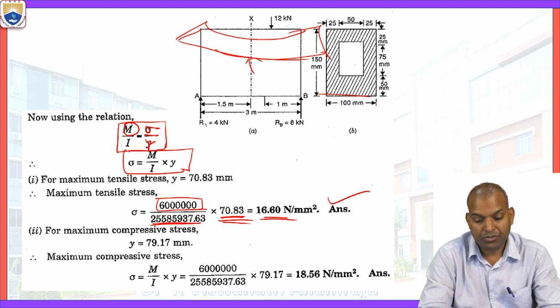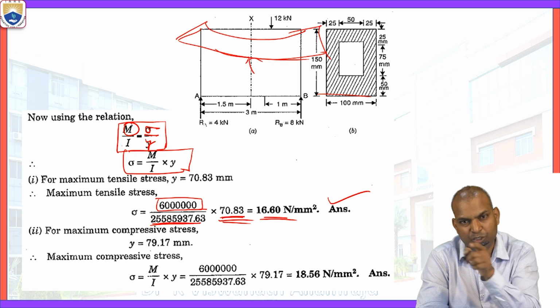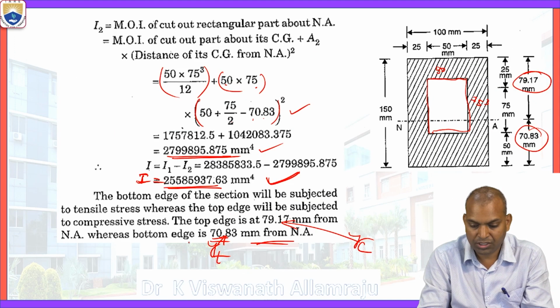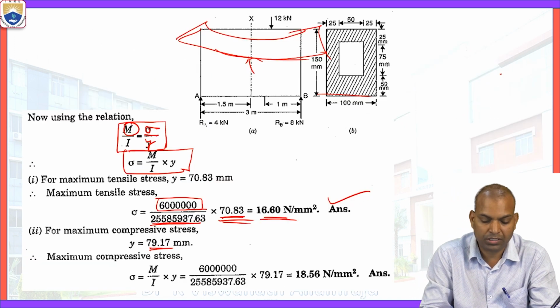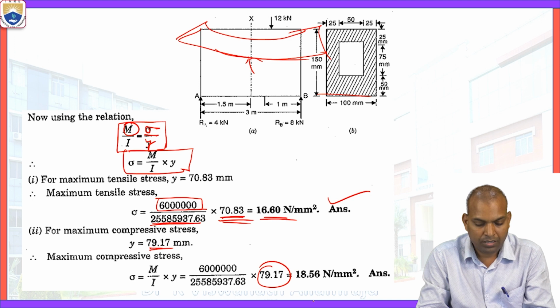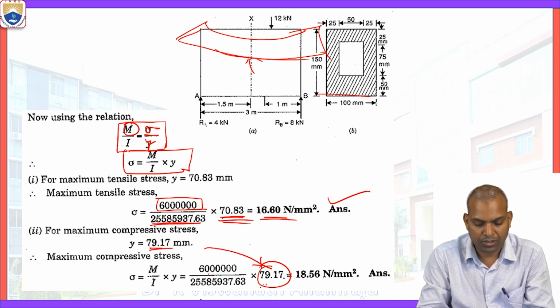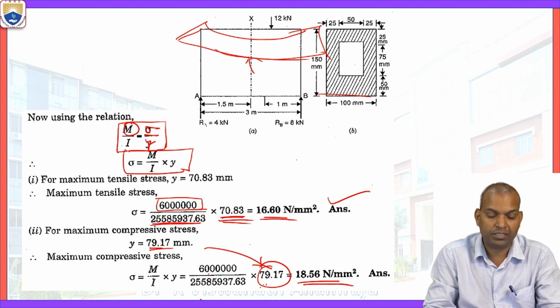And if we want compressive stress, then Y value becomes distance from neutral axis to topmost fiber, topmost edge. That edge is experiencing compressive stress. That's why Y becomes from neutral axis to the topmost distance, that is 79.17 millimeter. M by I into Y, with this Y value, then it is 18.56 Newton per square millimeter.